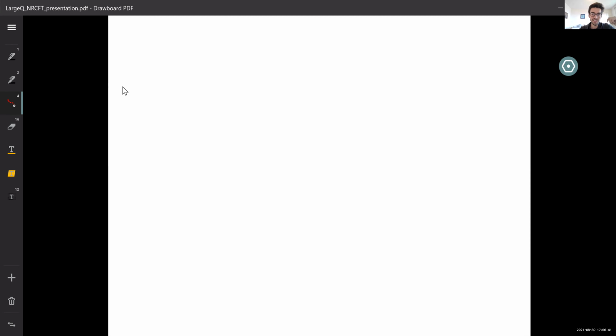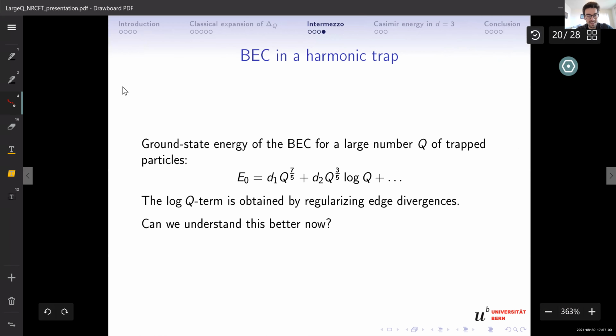So then the question arises of whether we can move away from the conformal point and somehow reach the Bose-Einstein condensate side or the BCS side, using very theoretical tools. And the hint in this direction, I guess, is the following: when there is a large number of trapped particles, it is known from the cold atom community that the expansion of the ground state energy takes the following form.